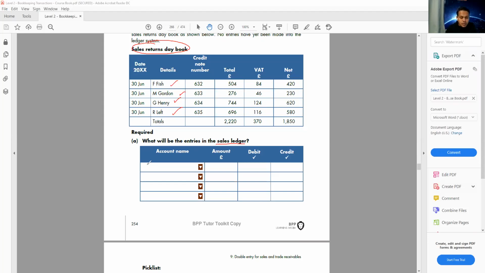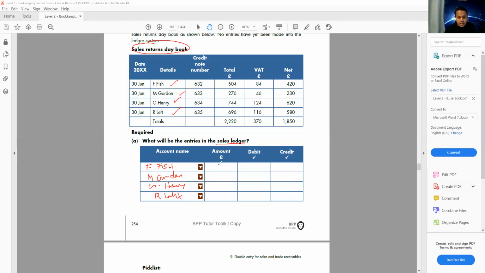So I'm going to write their name. I'm going to write F. Fish. I'm going to write M. Gordon. I'm going to write G. Henry. And I'm going to write R. Left. That's all my credit customers, but this time they're returning to me.